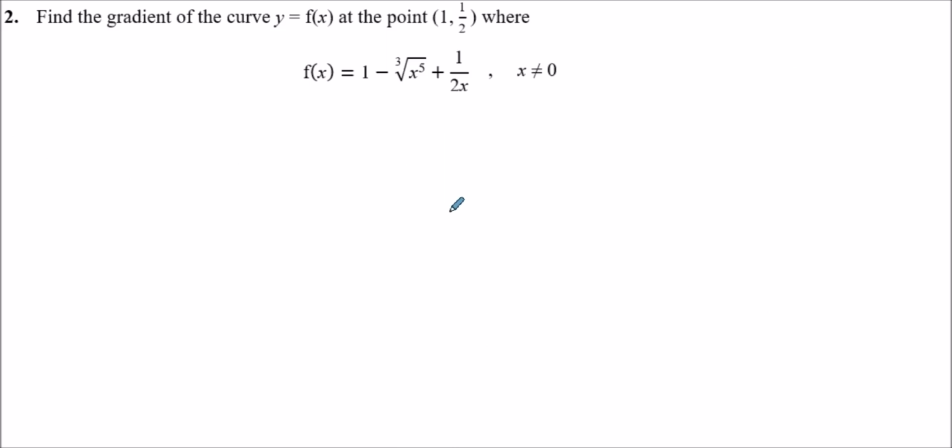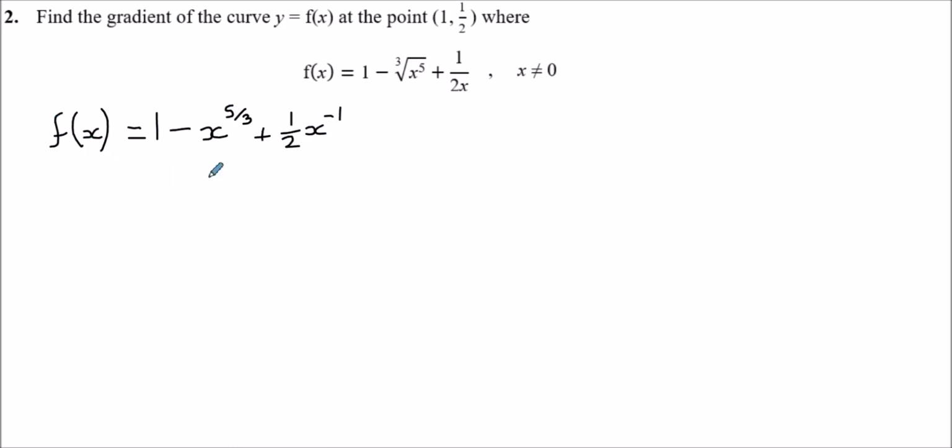Question 2, find the gradient of a curve at the point 1/2, where the function of x equals 1 minus the cube root of x to the power 5 plus 1 over 2x. So we need to just rewrite this function slightly neater. So we're going to have f(x) equals 1 minus x to the power 5 over 3 plus a half x to the power minus 1.